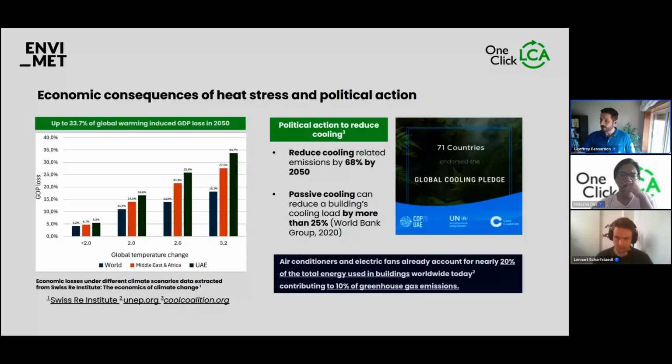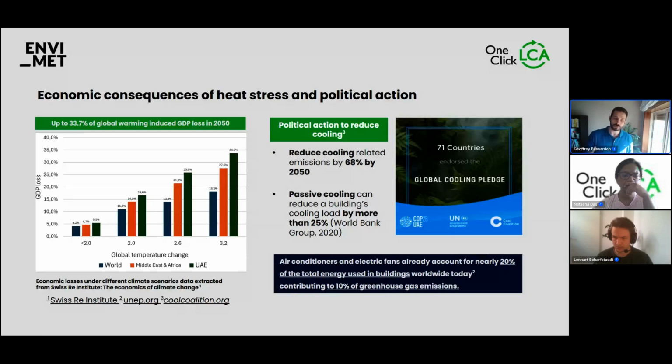So this problem triggered political action. I think it was COP28 last year, 71 countries signed the Global Cooling Pledge. The idea was to promote nature-based solutions to cool cities down. And the idea is really to reduce cooling emissions, so cooling from air conditioners or any HVAC system you may have, by 68% by 2050.